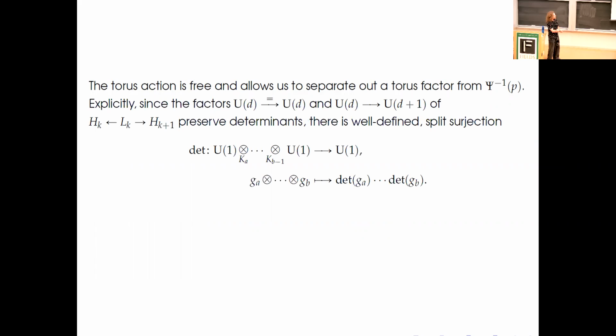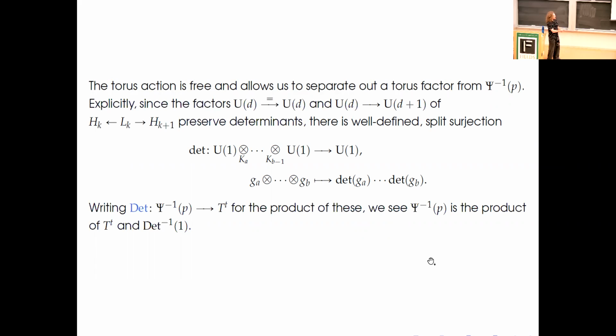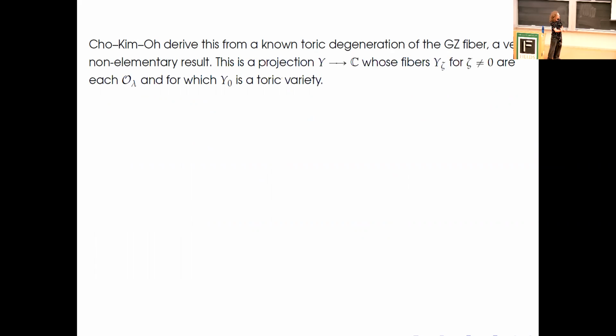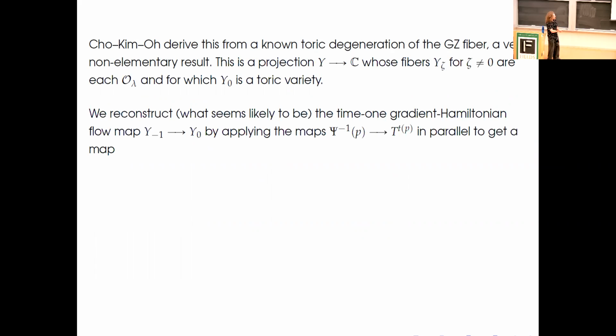And one way to do it is to notice that there's a determinant map where the ambiguities of the balanced product are multiplied out, and that gives you a map to S1. Right? So Choi, Kim and I do this in a complicated way, and we do this in a simpler way that maybe allows us to reconstruct the time-one gradient Hamiltonian flow map of the toric degeneration just by combining all of these projections.